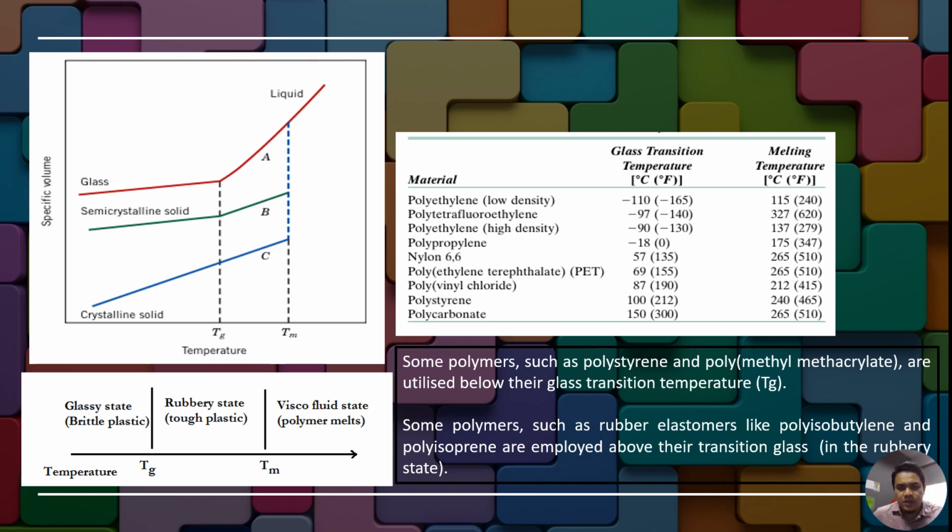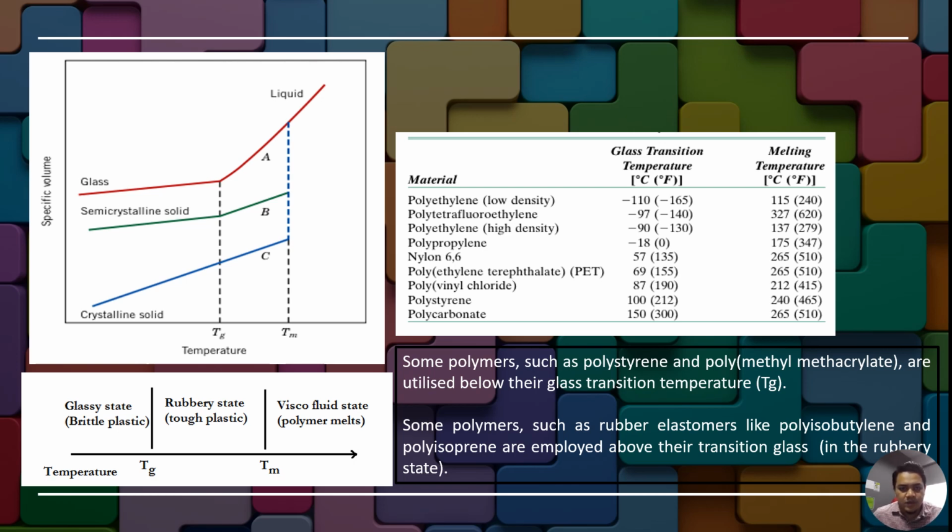Okay, from the table, there are examples of the materials used in the transition process. From the example, we have such as polyethylene low density, we have polyethylene high density, we have polypropylene, we have nylon, and we have polystyrene, we have polycarbonate, and so on. Okay, from the table also, we can know the glass transition temperature and also the melting transition point temperature.